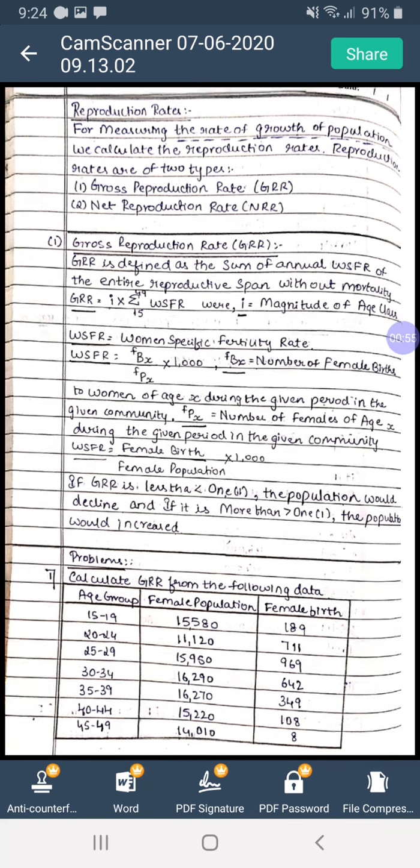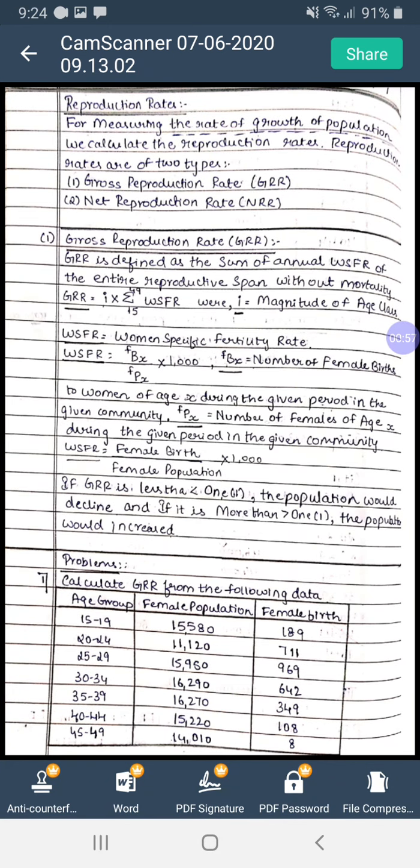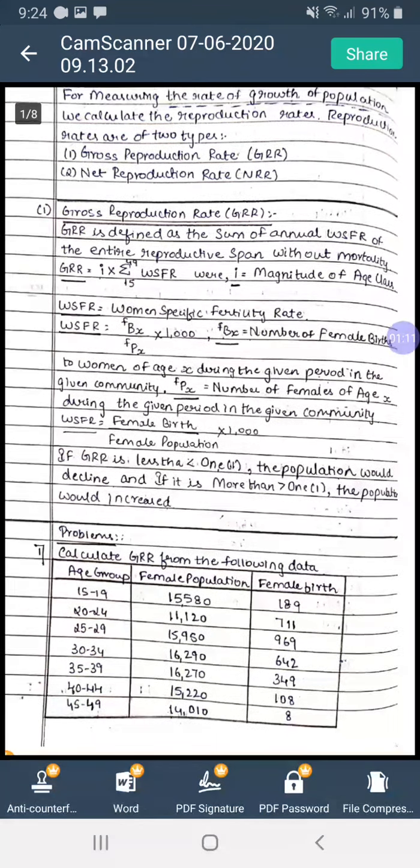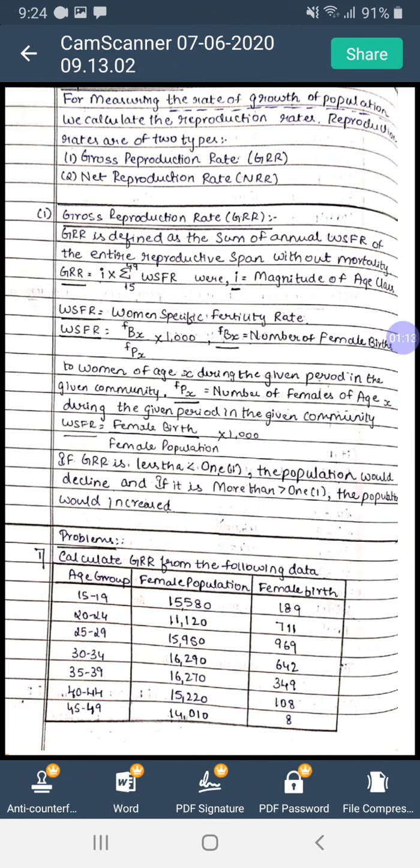Now there are two types of reproduction rate. One is gross reproduction rate, that is GRR. The other one is net reproduction rate, that is NRR. First we will go to the first one, gross reproduction rate. Now what is gross reproduction rate?